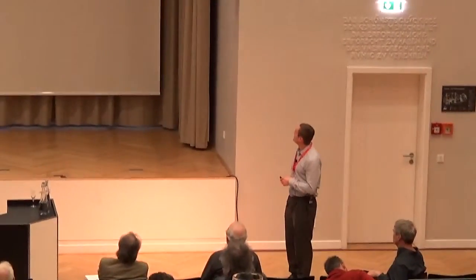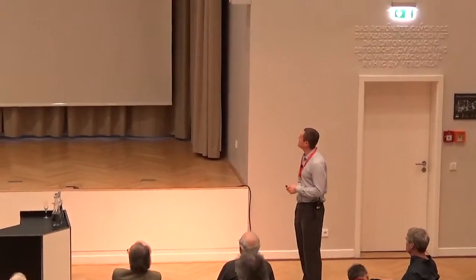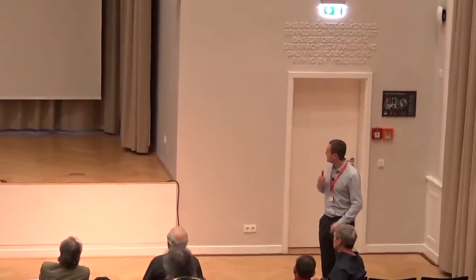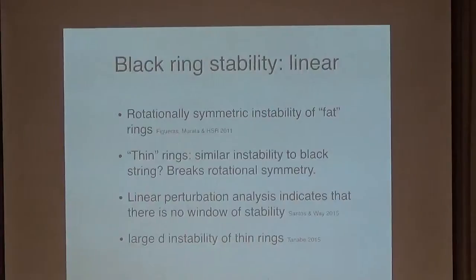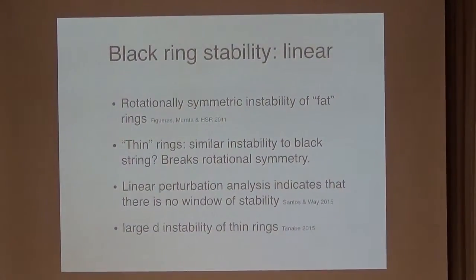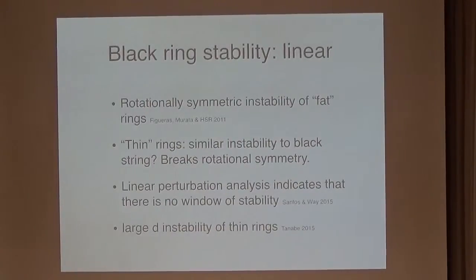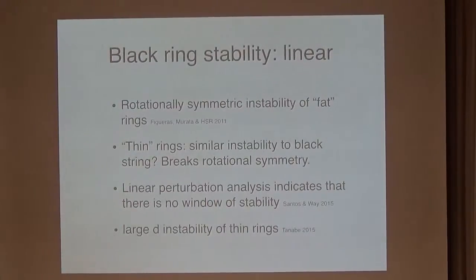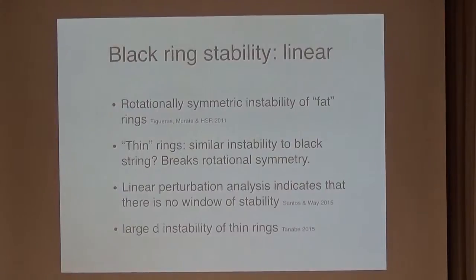So some time ago, it was shown that the fat black rings would have a rotationally symmetric instability at the linear level. And for a long time, it's been expected that very thin black rings also should be unstable. And the argument here is quite simple. If you have a very thin black ring, then locally near the ring, it looks just like a boosted black string. And we saw earlier that black strings are classically unstable against this pinching type instability. So that suggests that very thin black rings also should be unstable.